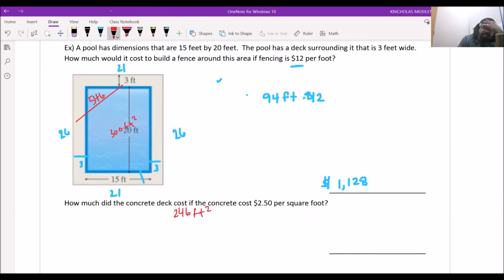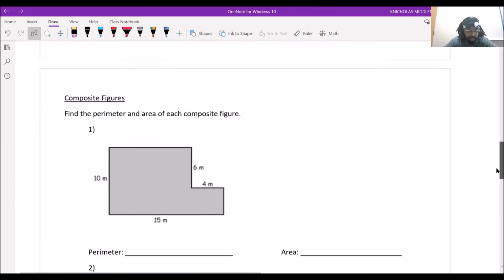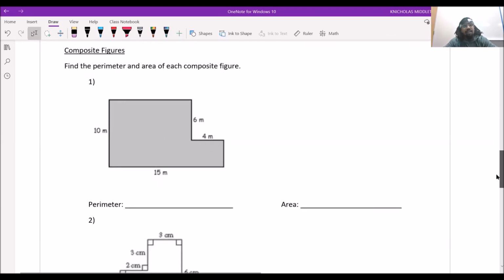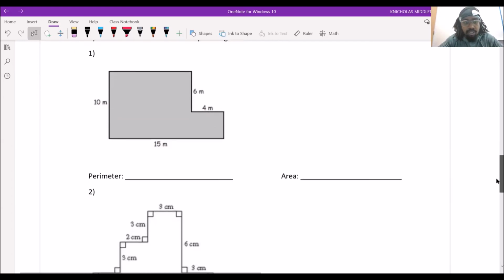our concrete deck is. And then we get the price per square foot is 2.50. So we multiply that by 2.50. 246 times 2.5 gives us $615. And those weren't what we call composite figures because they're just rectangles. Composite figures is when we have to do a little bit more than using kind of a formula.